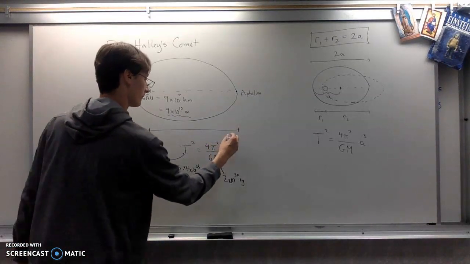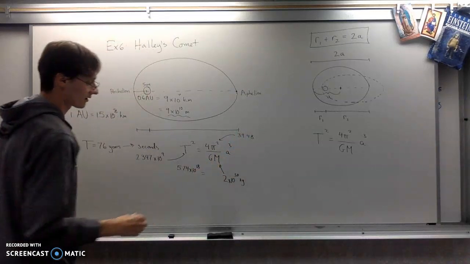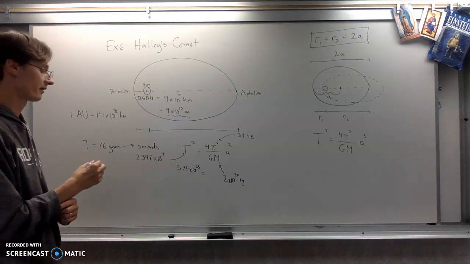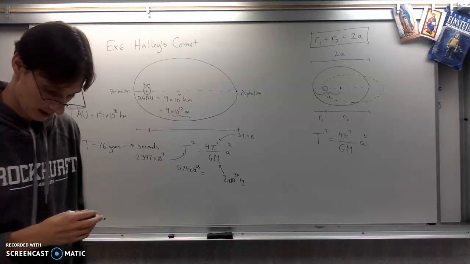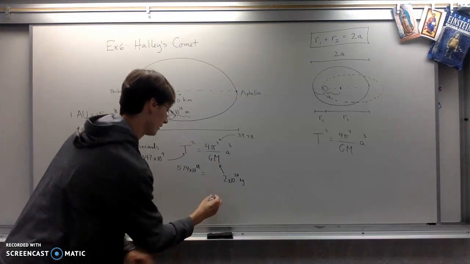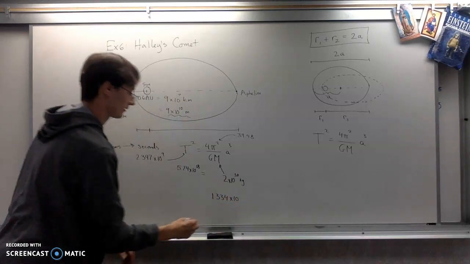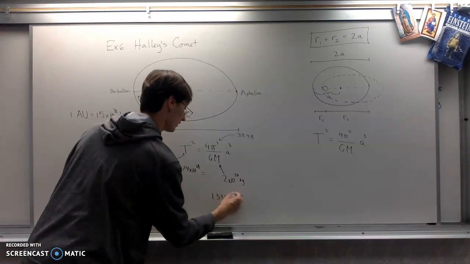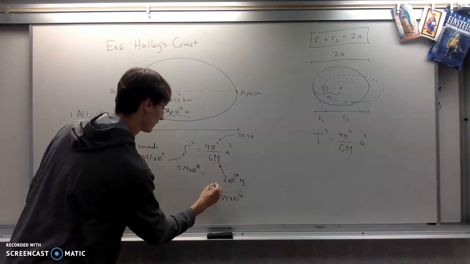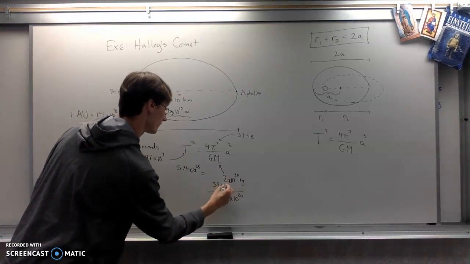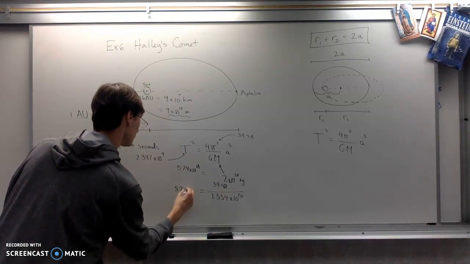39.48. Okay, G is 6.67 times 10 to the negative 11th. So we're going to have 1.334 times 10 to the 20th in the denominator. I hope I did that right because there's some mental math happening here. I know I'm using the calculator, but there's still some mental math. There we go.